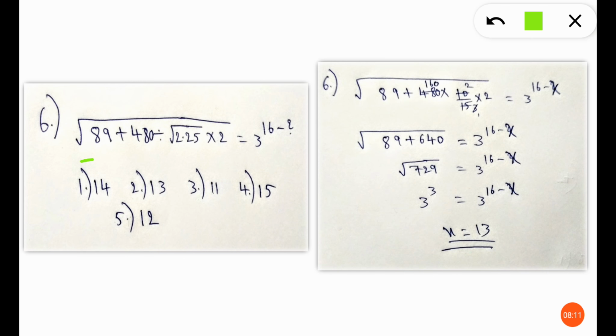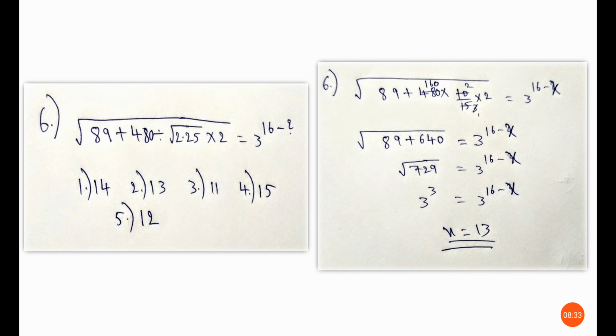Square root of 89 plus 480 divided by square root of 2.25 into 2 equal to 3 to the power of 16 minus question mark. We have to identify this question mark. If we observe here, square root of 2.25 is there. Square root of 225 means 15, and 2.25 square root is 1.5. 1.5 can also be written as 15 by 10.